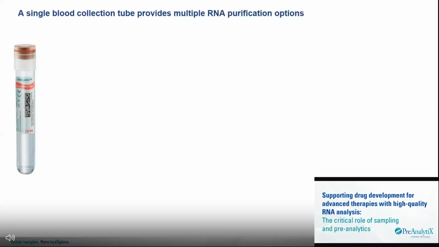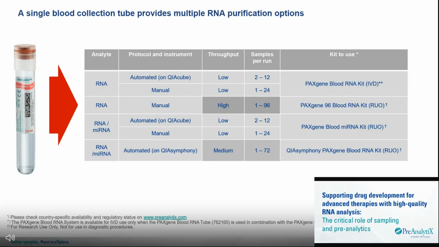PreAnalytiX offers multiple options of RNA isolation from one PAXgene Blood RNA tube. The different options address different regulatory requirements of IVD and research use applications. Sample throughputs are addressed. We have manual and automated procedures, and also the potential need of customers for co-isolation of small RNAs, such as microRNAs. The automated procedures are available for QIAcube and QIAsymphony instruments, and we use trusted spin column, silica membrane, and magnetic bead technologies.